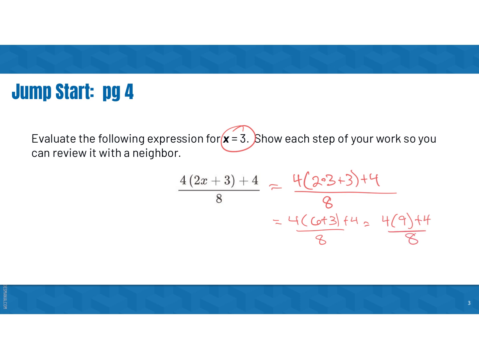And then remember that if we have parentheses and a number sitting on the outside, that's multiplication. So we're going to multiply 4 times 9. 4 times 9 is 36, and then plus 4, all over 8. 36 plus 4 is 40, all over 8. And then 40 divided by 8 is 5.